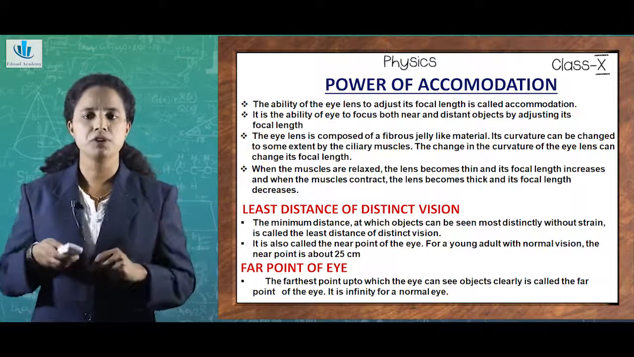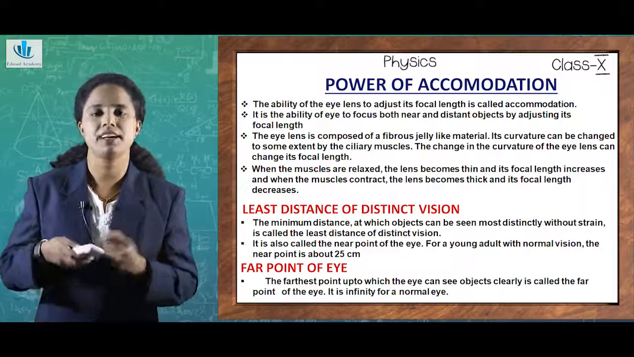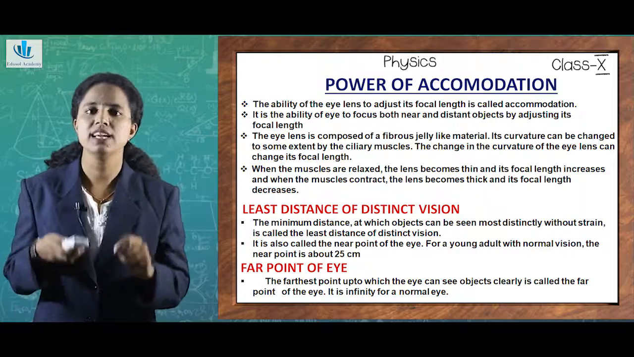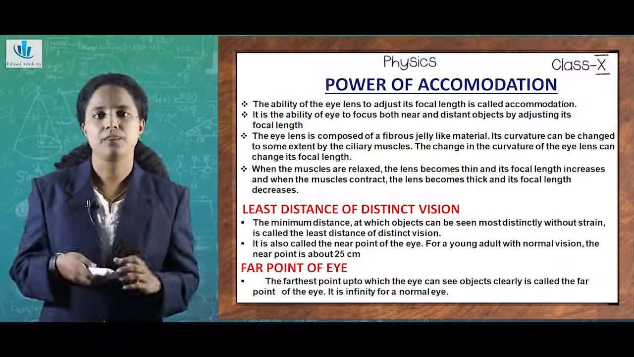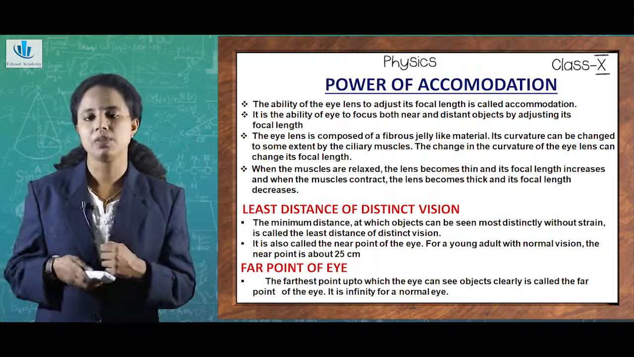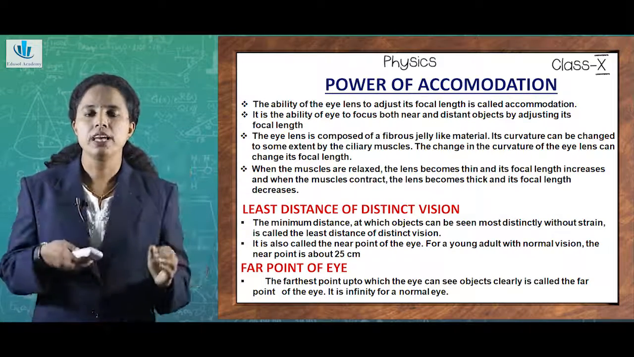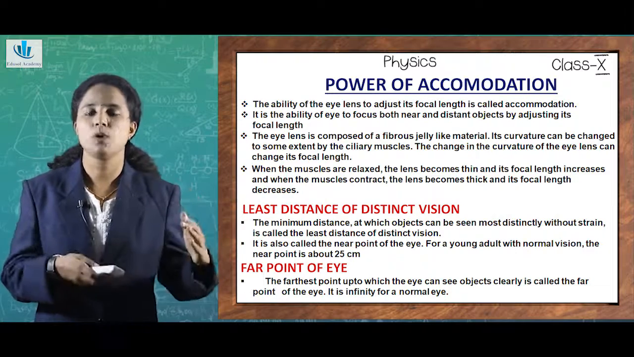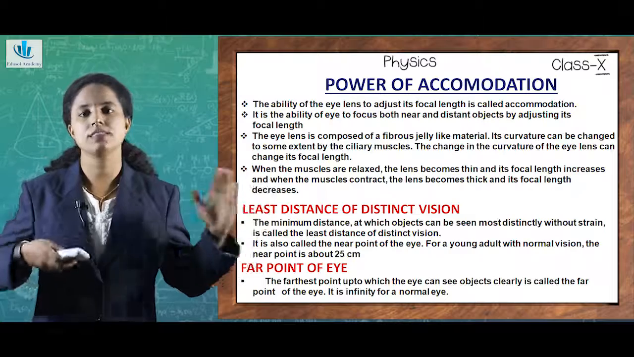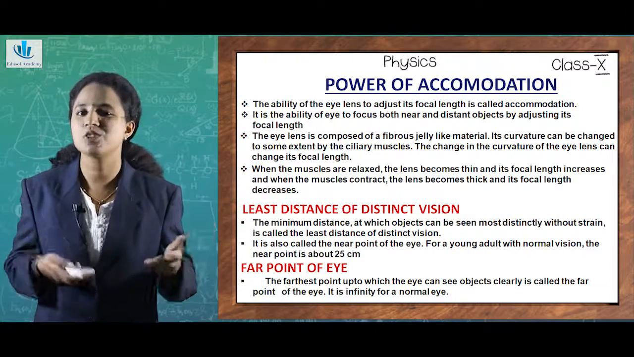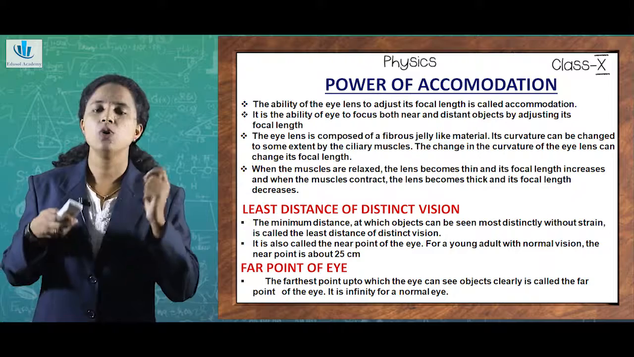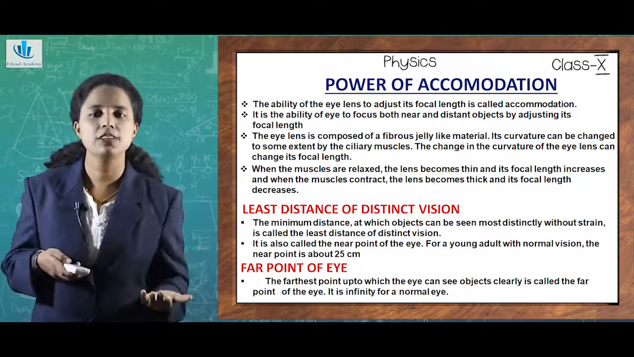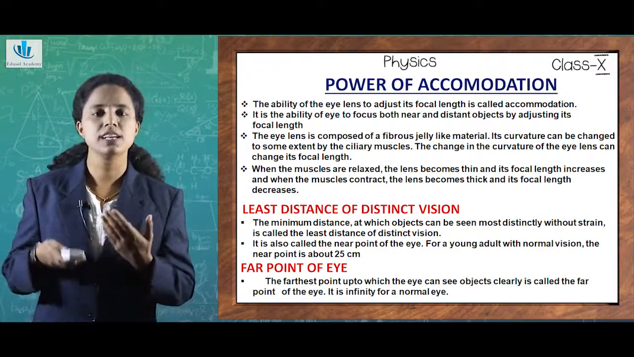Then what may be the far point of the eye? It can be defined so. The farthest point up to which the eye can see clearly is called the far point of the eye. For example, it should be something at infinity, that is, the farthest point. We are considering the point that is farthest away. The farthest away point that is known to us is infinity, isn't it? So it is the farthest point up to which we can see objects clearly. Beyond that, we will not be able to see objects clearly.